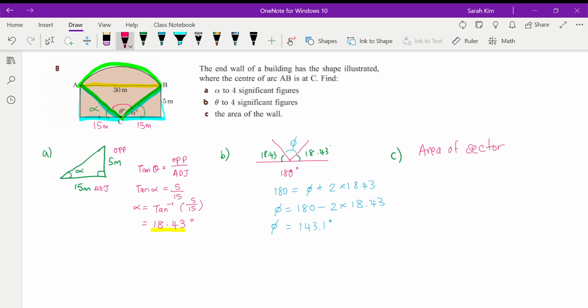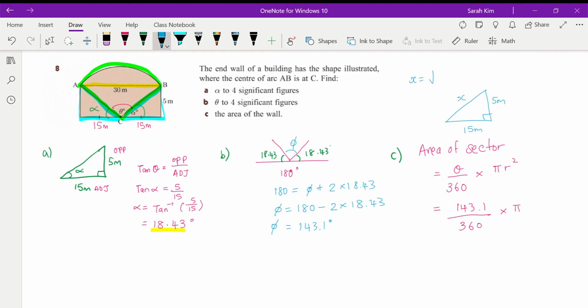Okay, the area of a sector would be the fraction of theta over 360 times pi r squared. So that would be 143.1 over 360 degrees. My radius I don't actually know, so I'm going to quickly figure it out. I'm going to draw a triangle. So that's 5 metres, that's my right angle, that's my 15 metres, so I should be able to use Pythagoras to quickly figure it out.